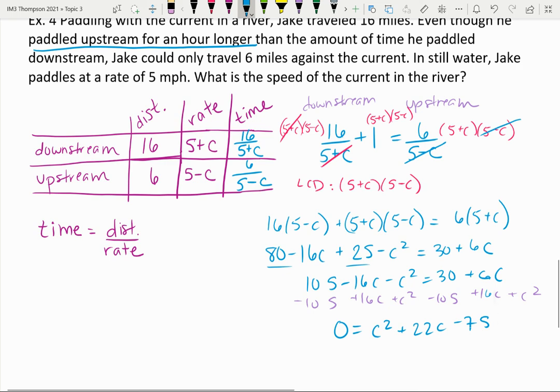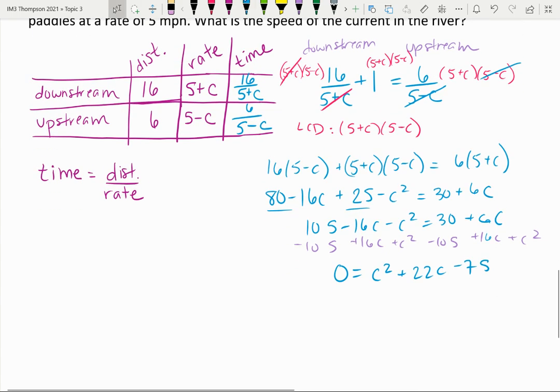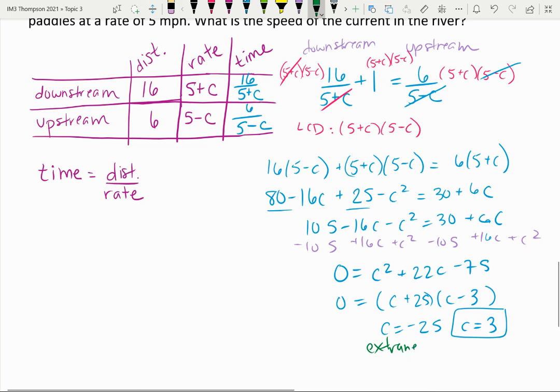We've only got a minute left, so I'm going to rush through this a little bit, and I'm sorry. The video will be posted for you to see. But when I factor this, I get C plus 25 and C minus 3, which gives me C is either negative 25 or 3. Well, the current doesn't run at negative 25 miles per hour. Because this is actually extraneous. So I get that the current runs at 3 miles per hour.